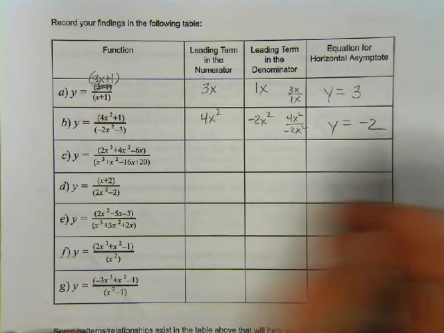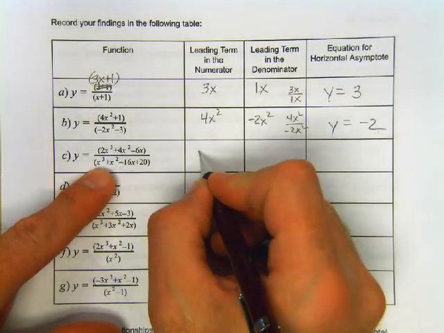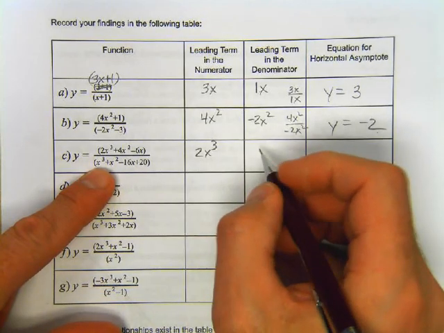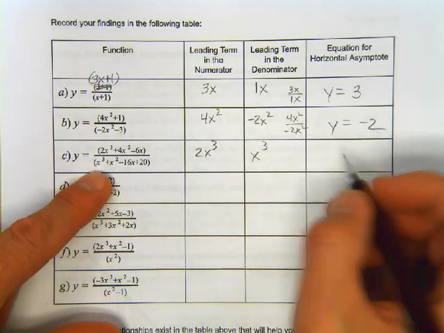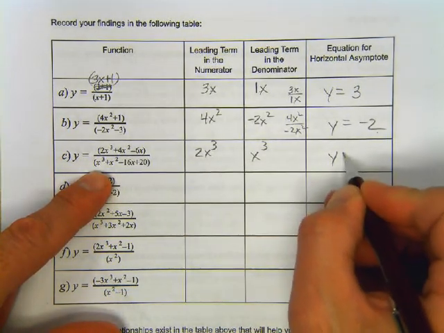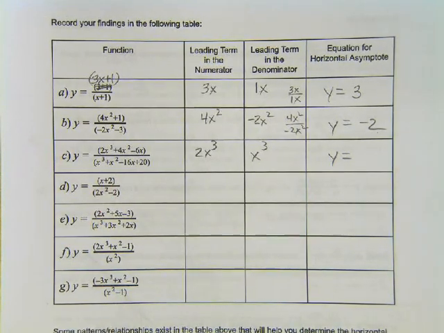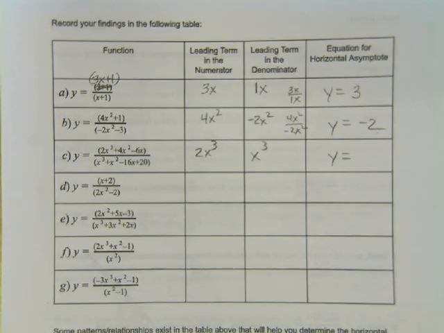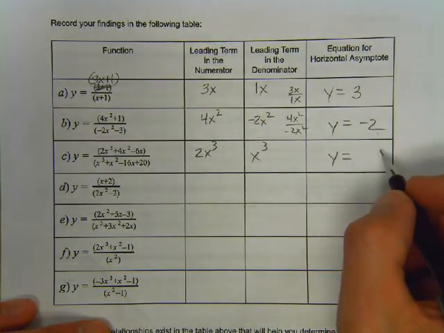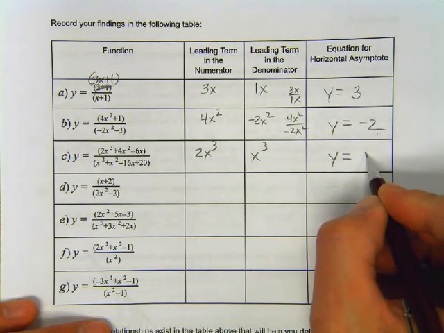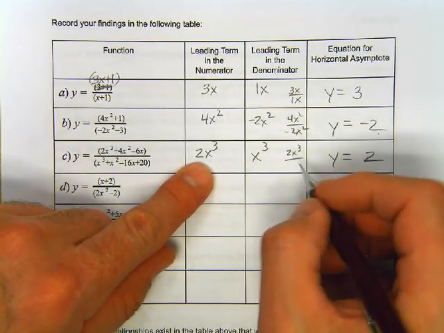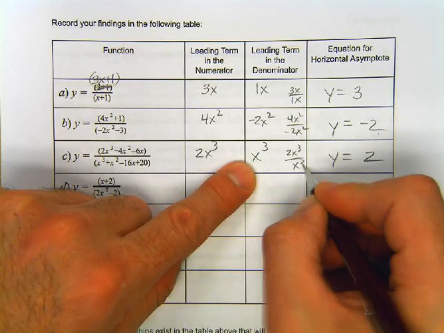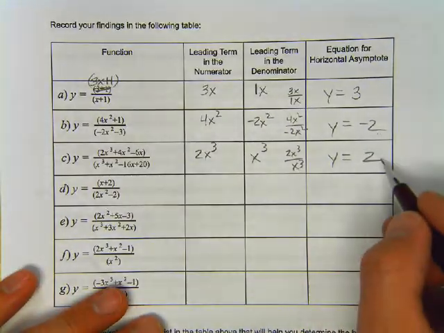All right, C, the leading term in the numerator is 2x cubed. The leading term in the denominator is x cubed. If you look back, what was the equation for that horizontal asymptote? Was it y equals 2? Yep. So the numerator is 2x cubed, and the denominator is x cubed. If you simplify that, what do you get?